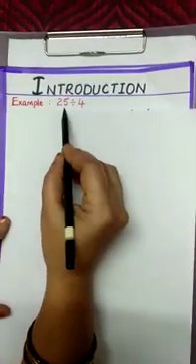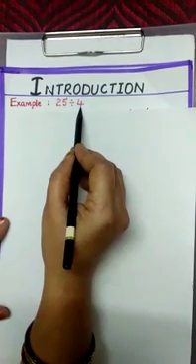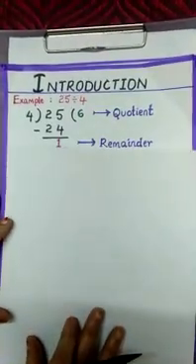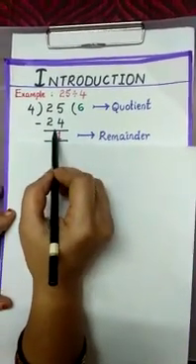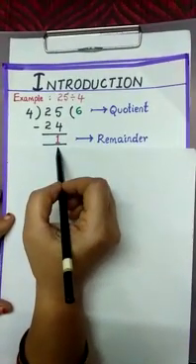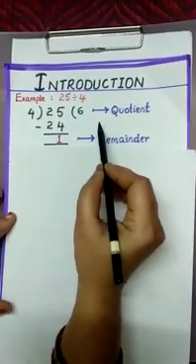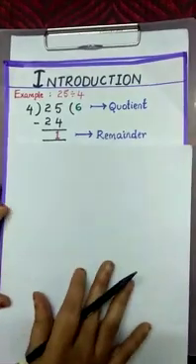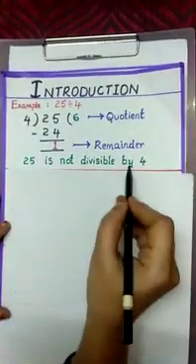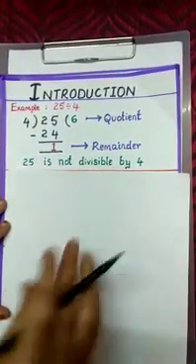Now, consider a number 25. When you divide 25 by 4, is it completely divisible by 4? Let us see. If you divide 25 by 4, 4 sixes are 24, 25 minus 24, 1. Here it gives 6 as a quotient and leaves remainder 1. It means 25 is not divisible by 4.